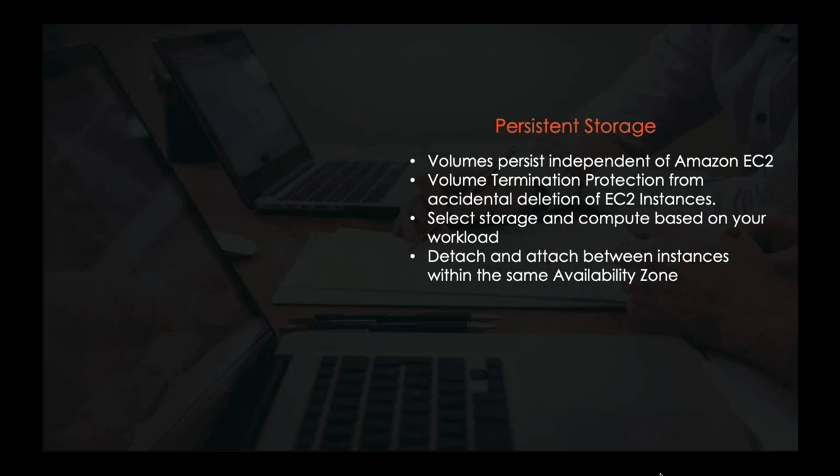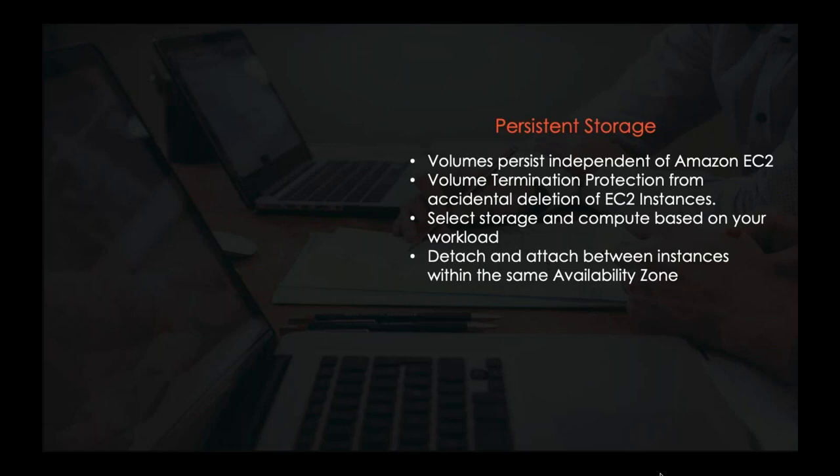Another feature that you get here is you can detach and attach between instances within the same availability zone, which means if you have two or multiple EC2 instances in the same availability zone, you can detach the EBS volume and attach it to another instance. Just like your pen drive, you have two systems in your home. You attach one pen drive to one of the systems, then you detach it and attach it to another system. The same works here, but the condition is it needs to be in the same availability zone.